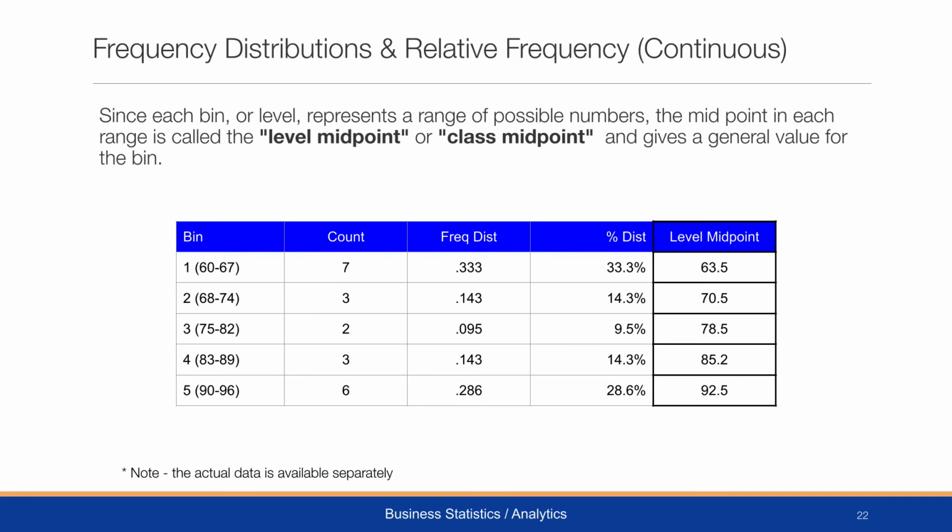Now, since each bin or level represents a range of possible numbers, the midpoint of the range is called the level midpoint or the class midpoint and gives a general value for the bin. So we would basically take 60 to 67, which has an average or midpoint of 63.5. We're just taking the center point between 60 and 67, or the center point for each one of the bins, which is 63.5, 70.5, 78.5, 85.2, and 92.5.